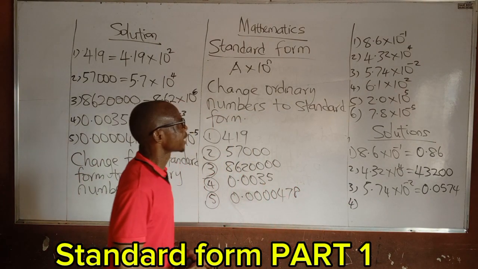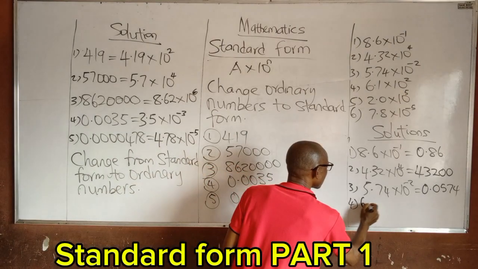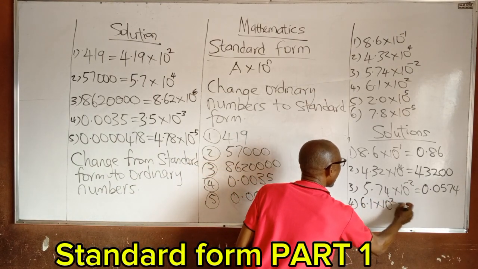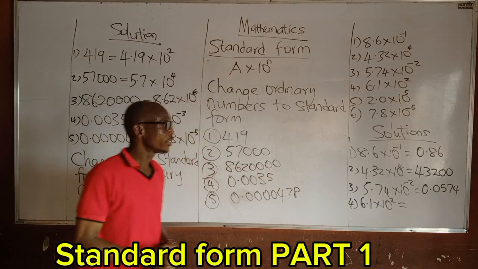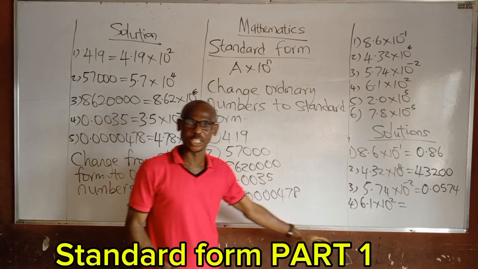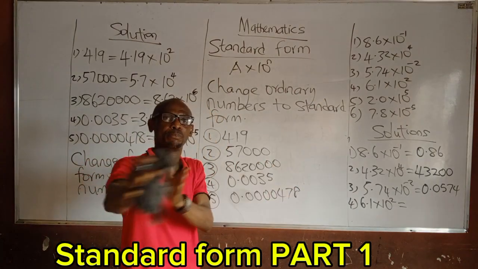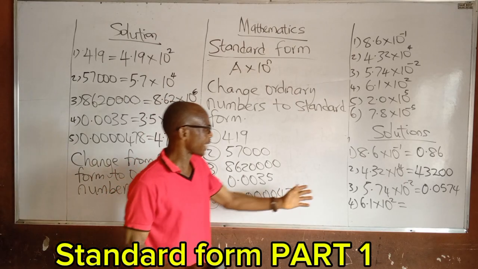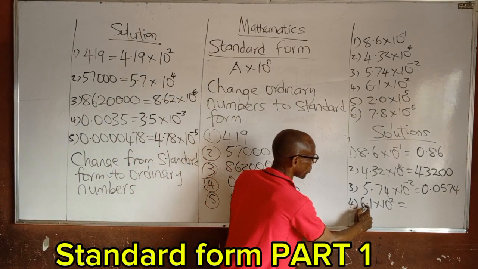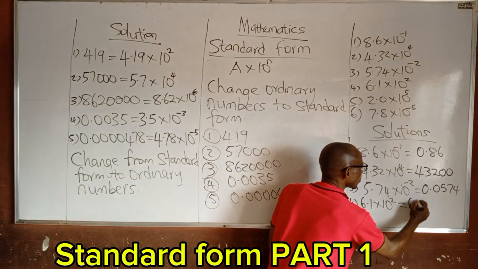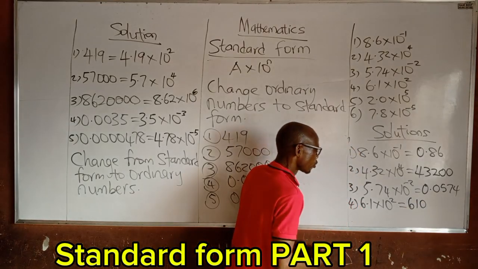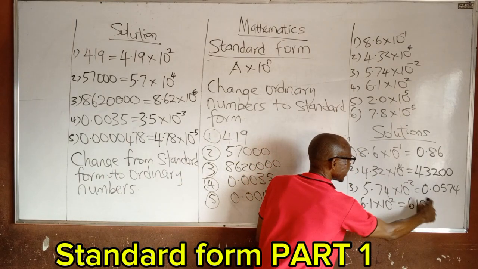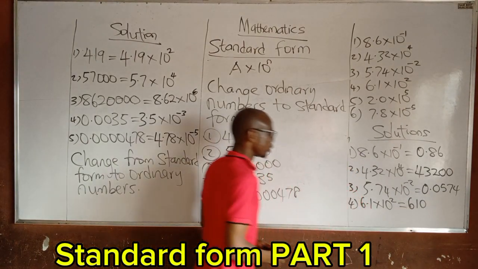Number 4. Let's look at number 4. We have 6.1 times 10 raised to power 2. So the power there is positive, so we are moving our decimal point to the right. And we will move 2 times. So if we are moving 2 times from here, we now have 6, 1, 0. So we now have this from here, 1, 2. We have added 0.